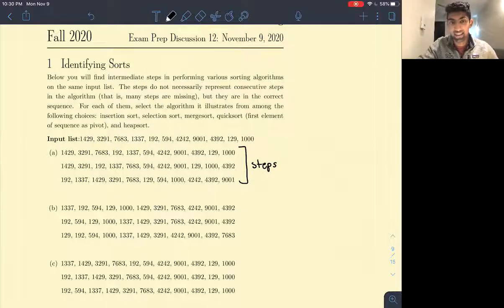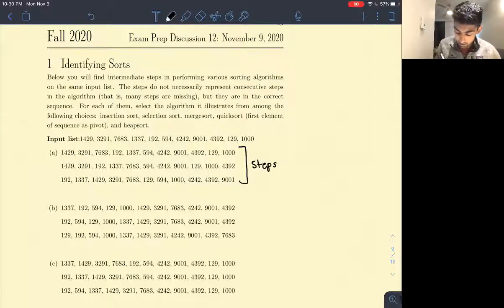Okay, anyways, so we have a series of steps that were performed by some sorting algorithm. For each part A, B, C, and D, we need to figure out which sorting algorithm was actually used such that these were the steps. And what I want to emphasize is that these steps aren't necessarily in consecutive order, they're just some steps in the process of sorting. Okay, so let's begin with this first input list.